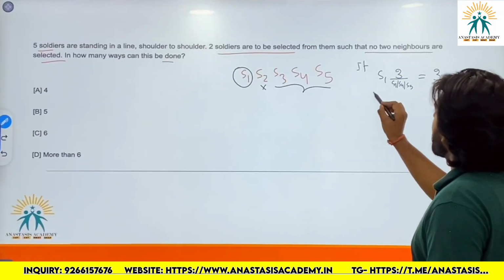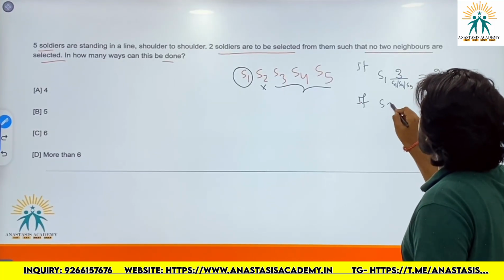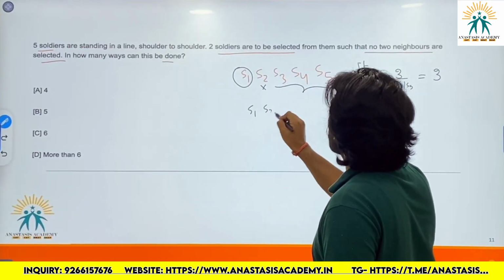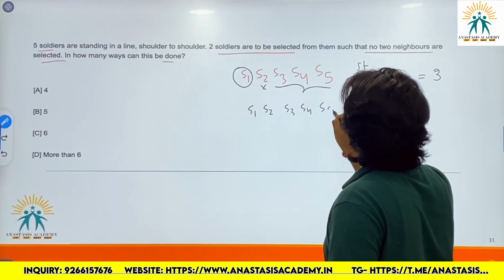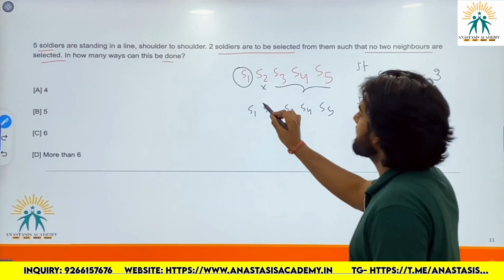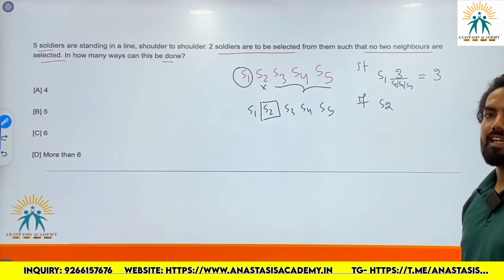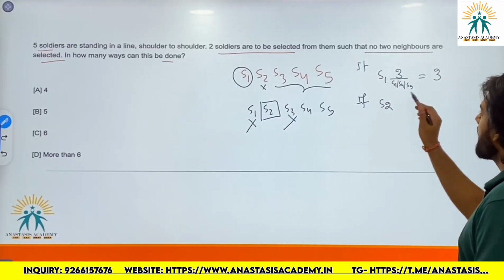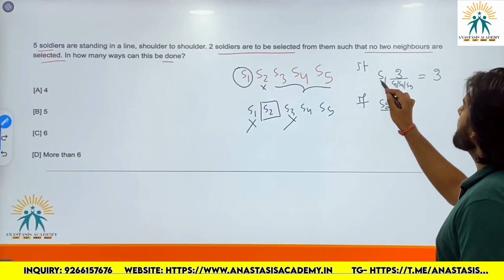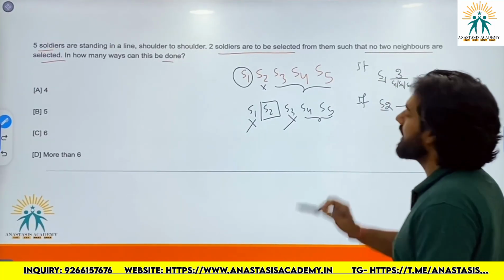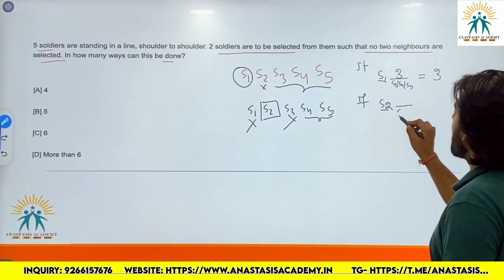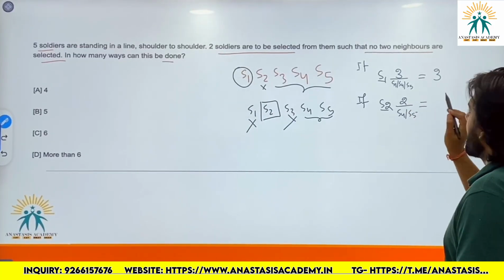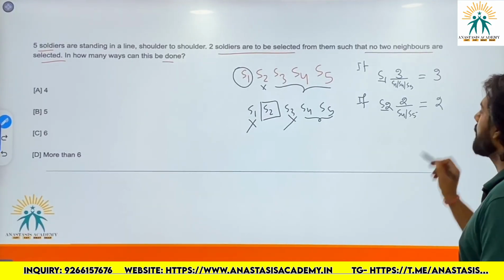But if soldier selected is S2, if I select soldier 2, S1, S2, S3, S4, S5, these 5 soldiers are there. If I select S2, I cannot select his neighbors. So I cannot select S1, I cannot select S3. If S2 is selected, then next place can be filled only in 2 ways, either S4 or S5. So this can be done in 2 ways. So total such cases possible would be 2.